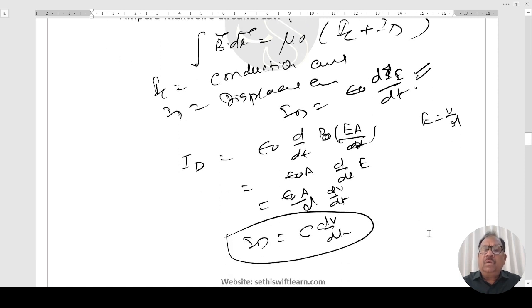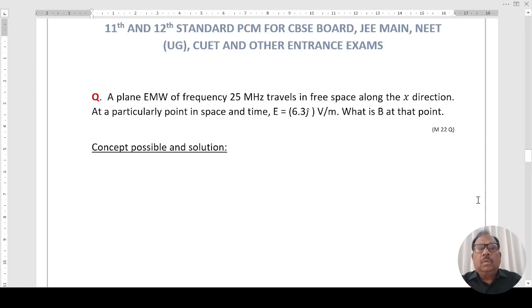Now, let's start with the question. A plane electromagnetic wave of frequency 25 megahertz travels in free space along the x direction. At a particular point in space and time, E equals 6.3 j volt per meter. This is the direction of propagation. What is the direction of the electric field? What is the B at that point?